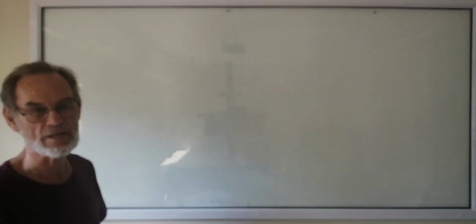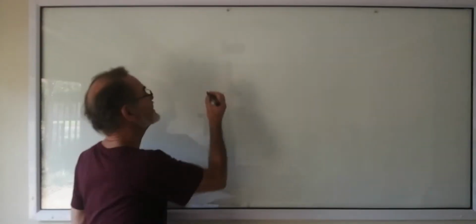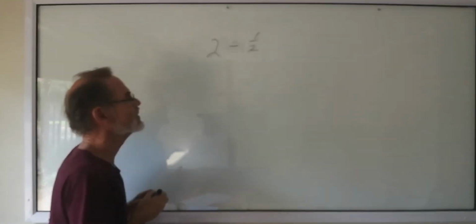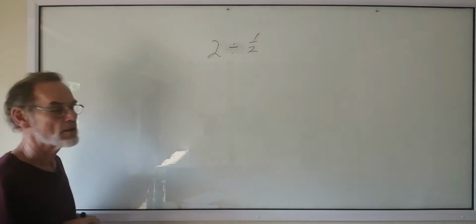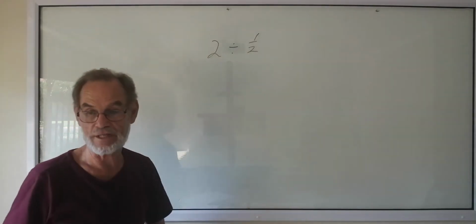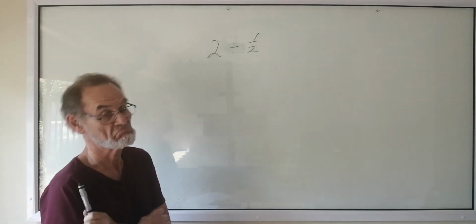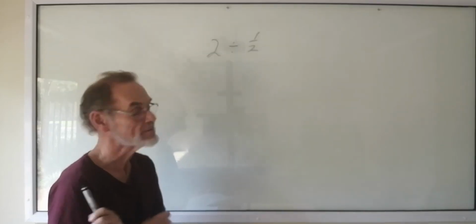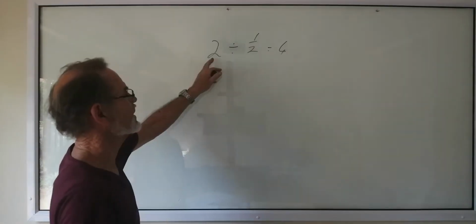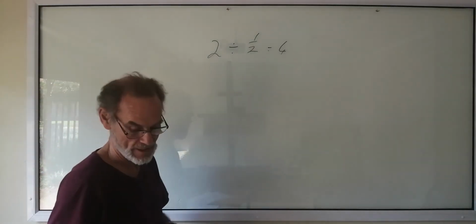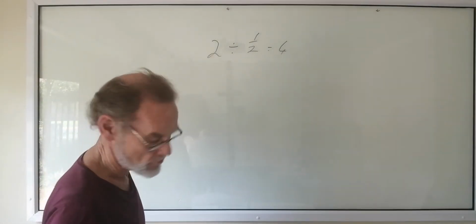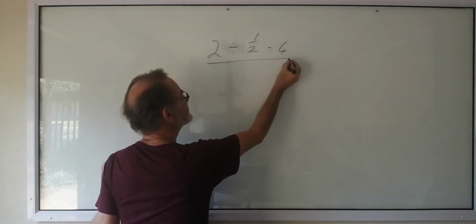How do we divide fractions? Okay. What is 2 divided by a half? Do you know? Without getting all mathematical, how many halves are in 2? There's 4, because each one has 2 halves, and there's 2 of them. So that's 4.